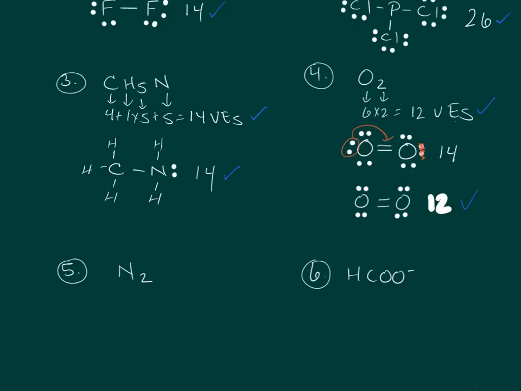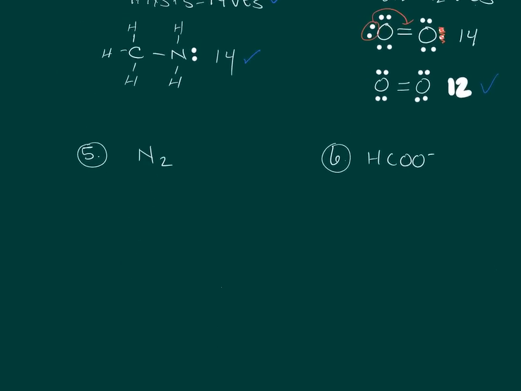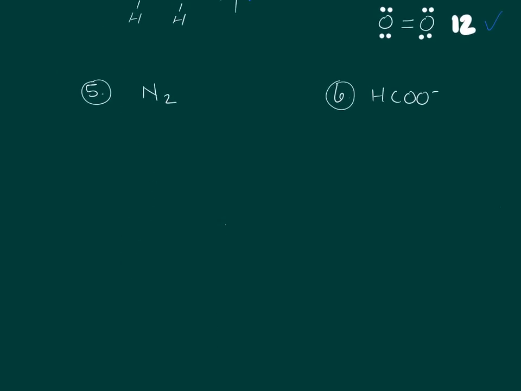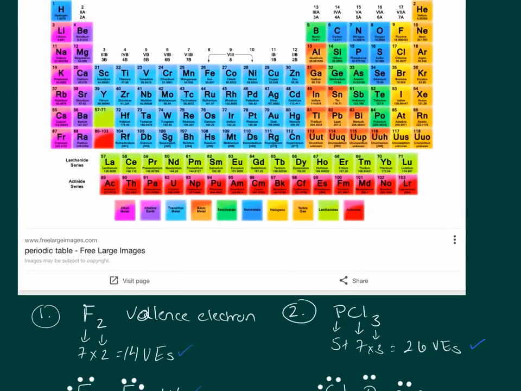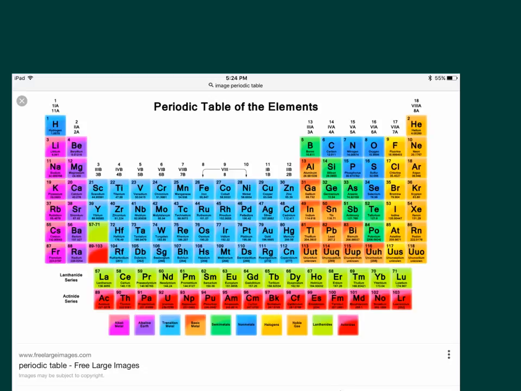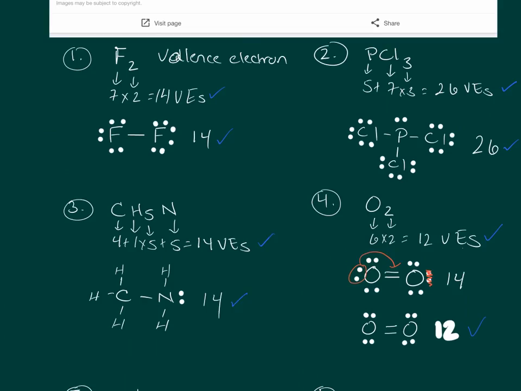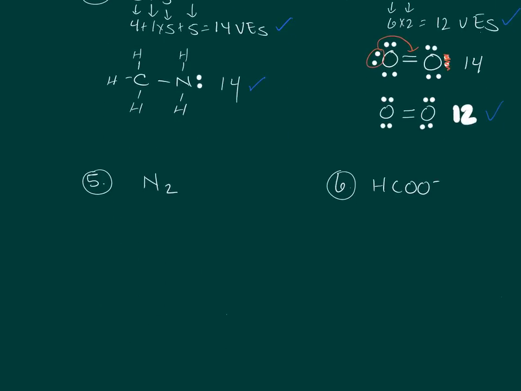So let's go on to this next one. So if we go to N2, again, as always, look at the periodic table. You can see nitrogen has 5 valence electrons. So we'll go back, do our valence electron count. It's 5 times 2. So we have 10 valence electrons.